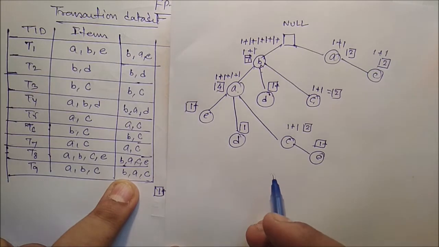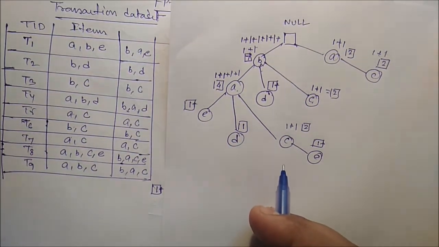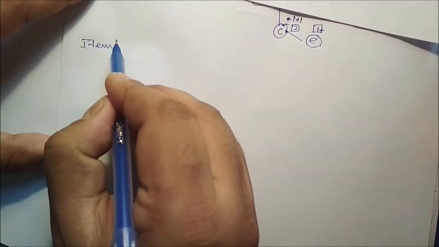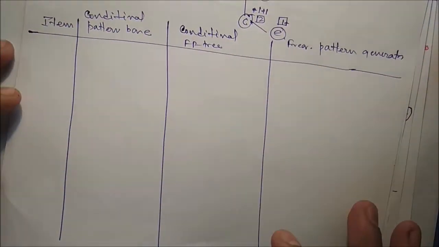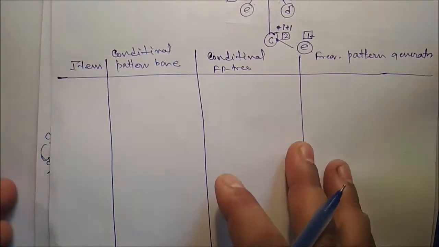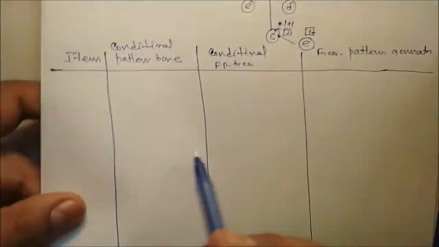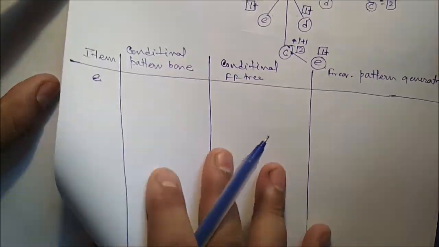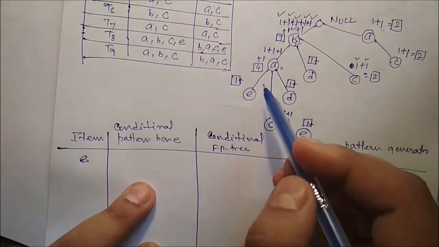After that we have to construct a table with the item and the conditional pattern base. So just see one by one. We have to start with E. For E we have to identify the paths. So you can just see how many E are there.